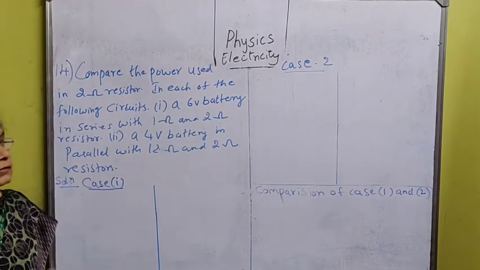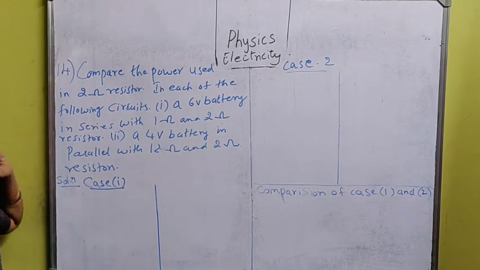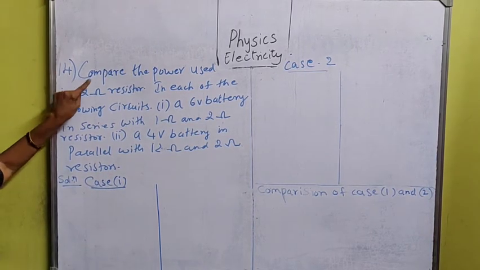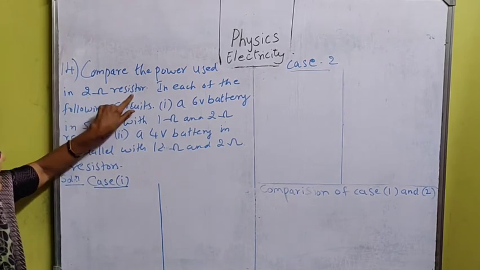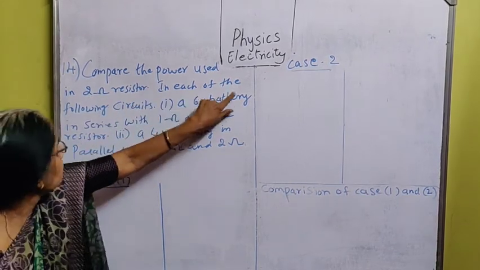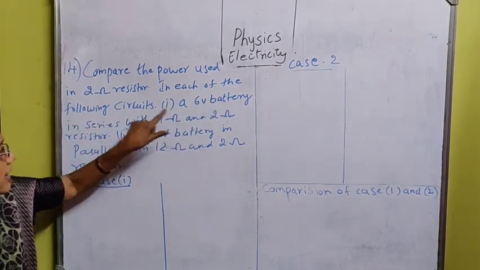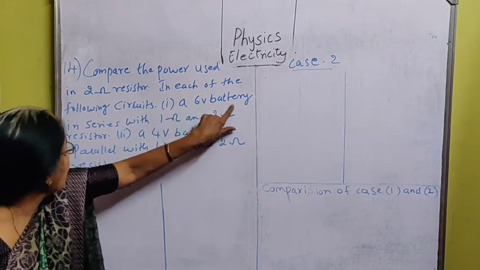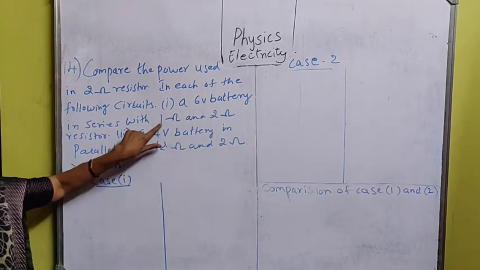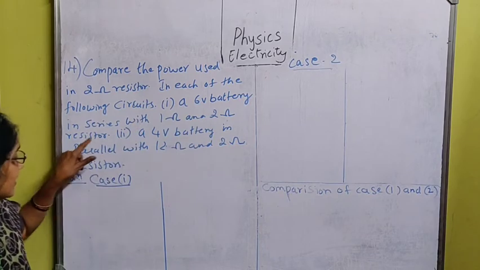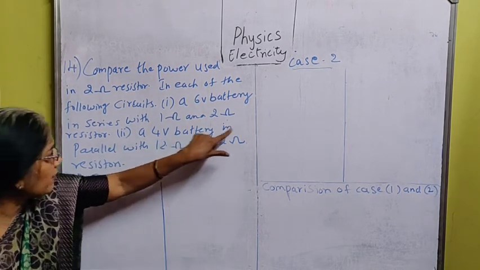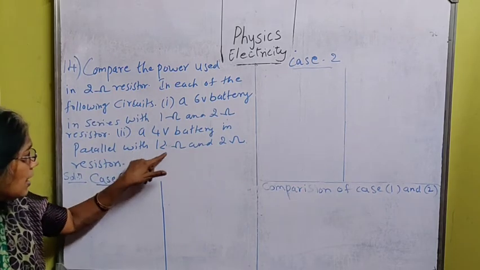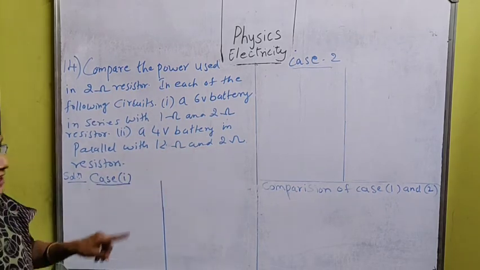We will go to the 14th sum. What does the 14th sum say? Let us see. Compare the power used in 2 ohm resistor in each of the following circuits. A 6-volt battery in series with 1 ohm and 2 ohm resistors is given. Second case, a 4-volt battery in parallel with 12 ohm and 2 ohm resistors is given.